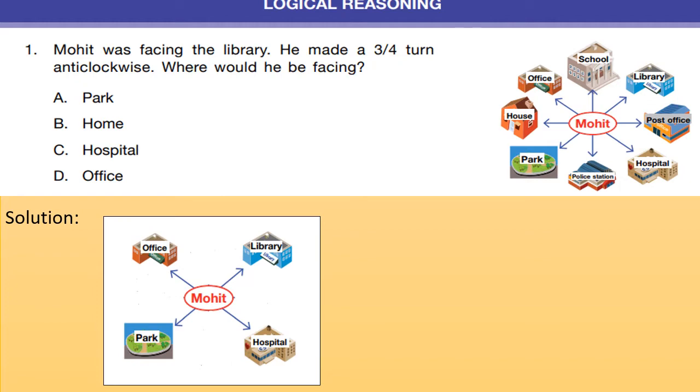So from library, if we divide the picture into 4 parts, it will look like the picture shown in the solution. Now made 3 turns out of 4. So from library to office will be 1 turn, from office to park will be the second turn, and from park to hospital is the third turn. So right now Mohit will be facing hospital after making a 3/4 turn anti-clockwise.